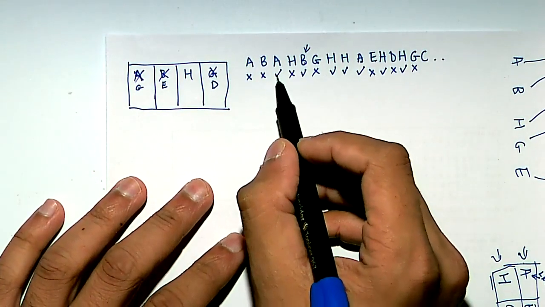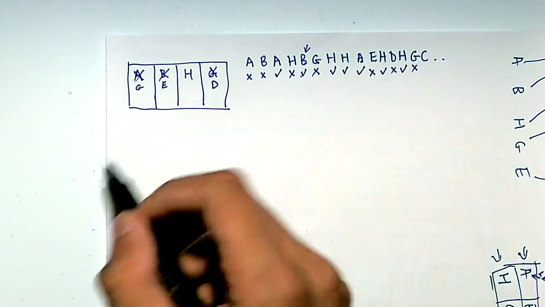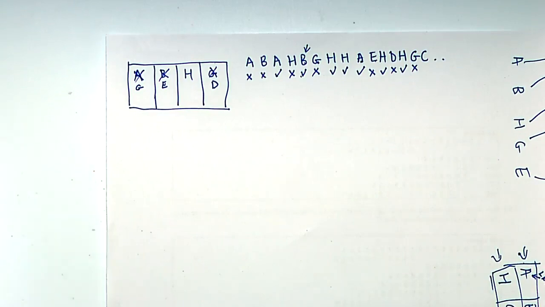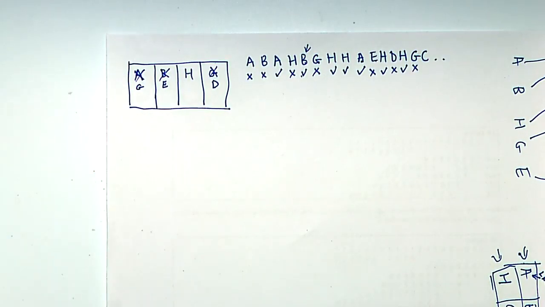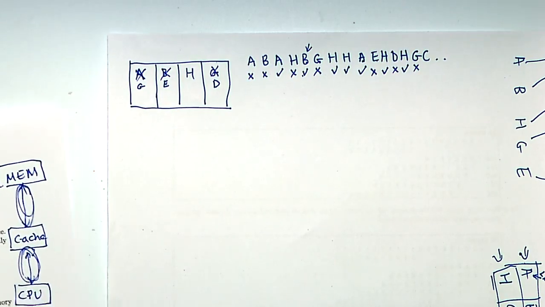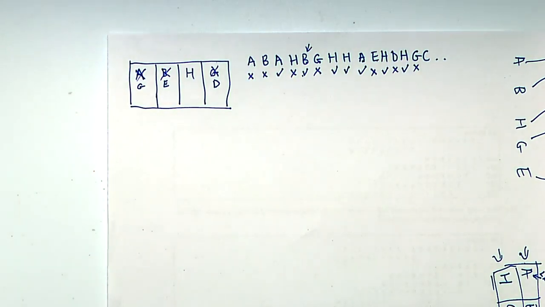So we literally just count up how many misses we have divided by how many total program accesses there are. And it just gives you a number, right? And so that would be the cache miss rate. Okay. So that's the end of this question then.